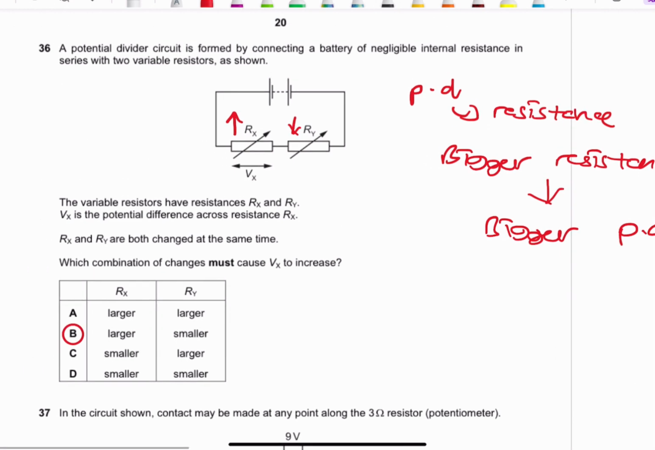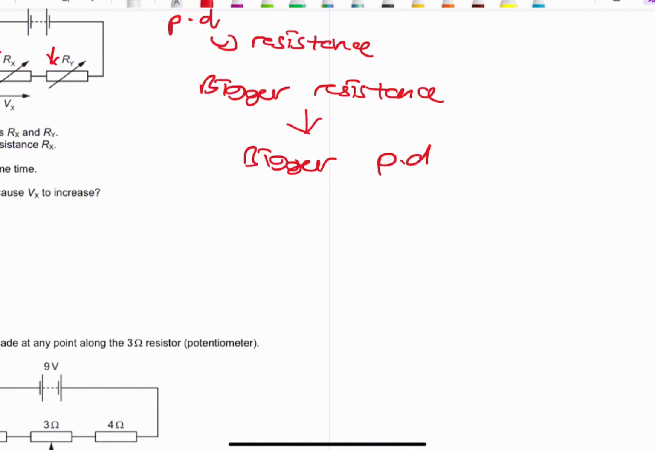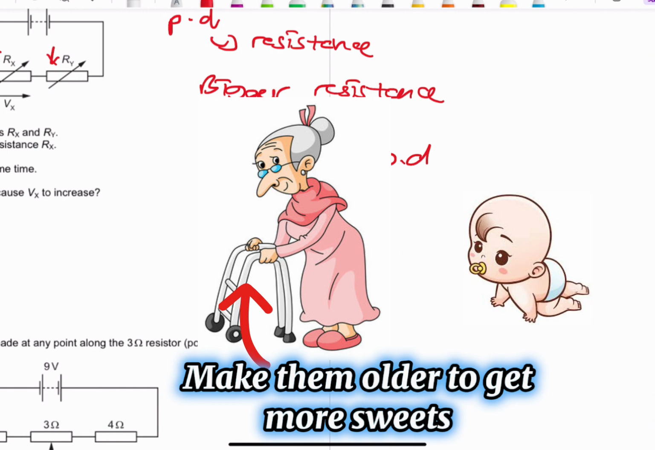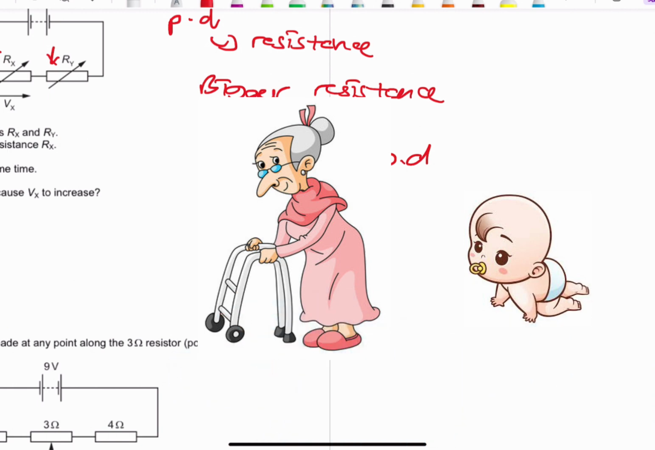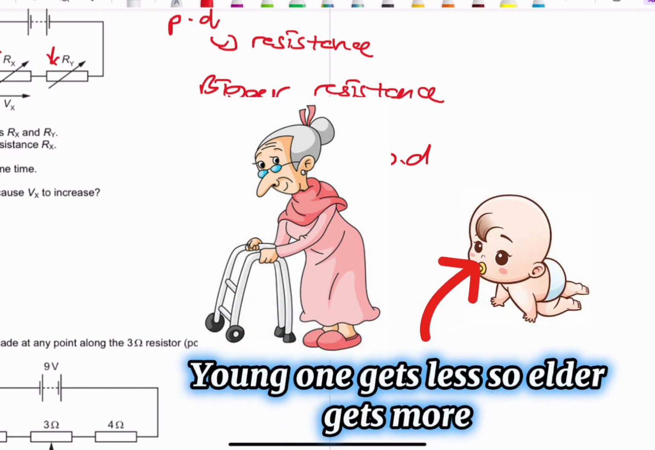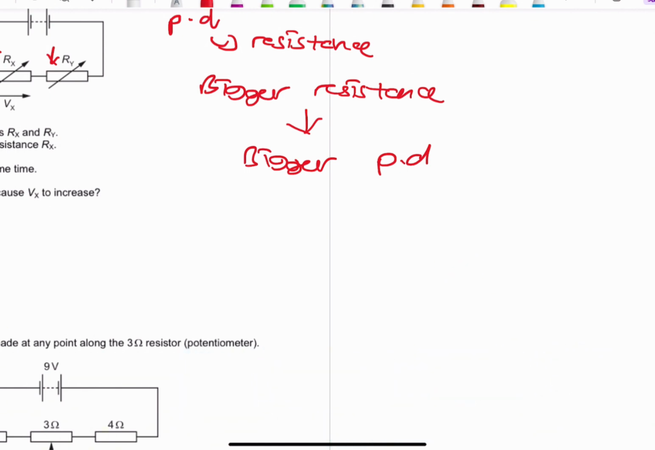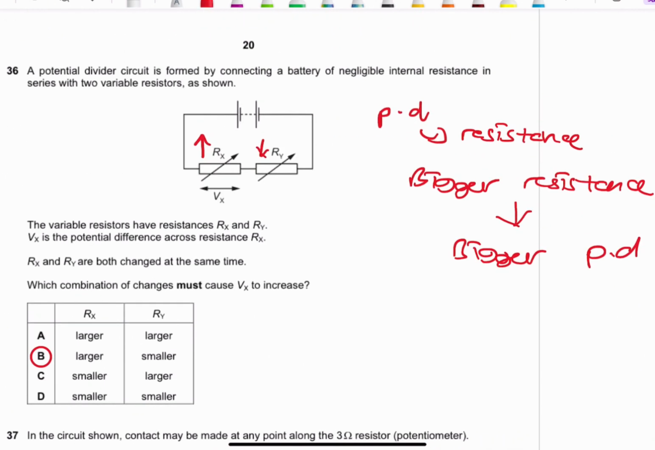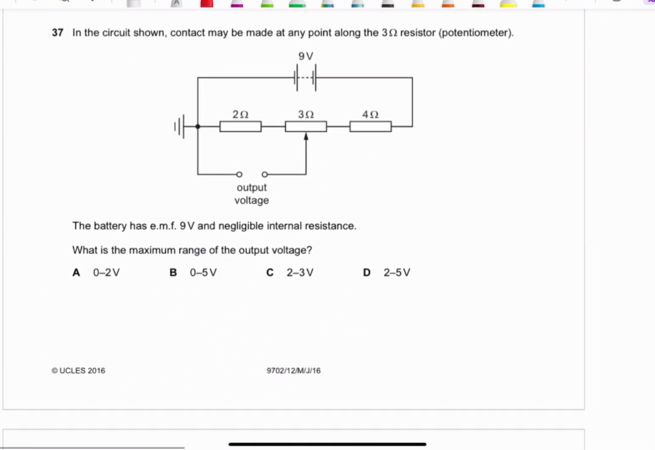So again, in my same example, if you want person A to get more sweets, what are you going to do? You're going to increase their age, if that was possible, make them older, and make person Ry younger, because they'll get smaller sweets. So in a similar way, you have to increase the resistance of Rx and decrease the resistance of Ry so that Rx gets more, because that's the criterion. The bigger the resistance that you have, the bigger the potential difference that you're going to get. It's simple as that. You have a bigger resistance, we give you a bigger potential difference. Very important. Moving to question number 37.